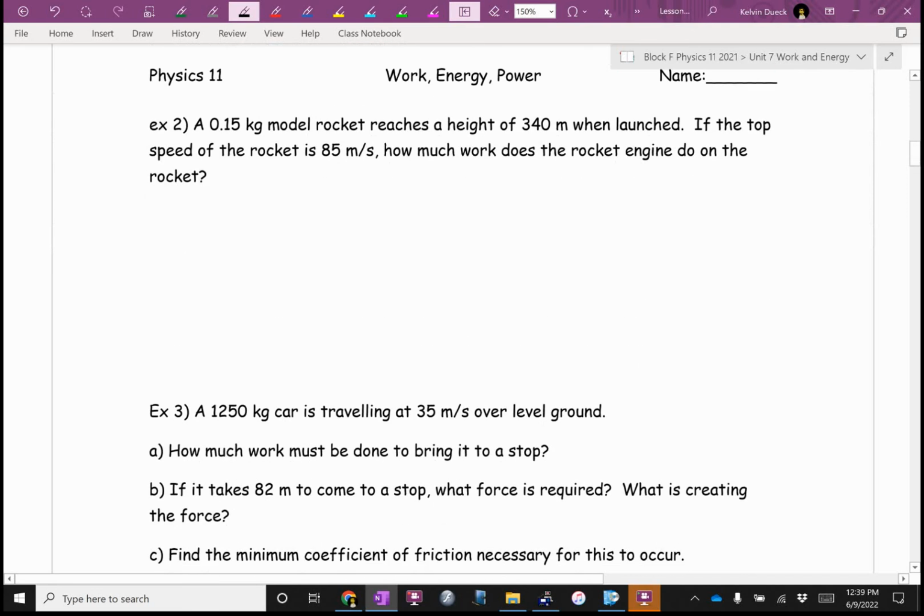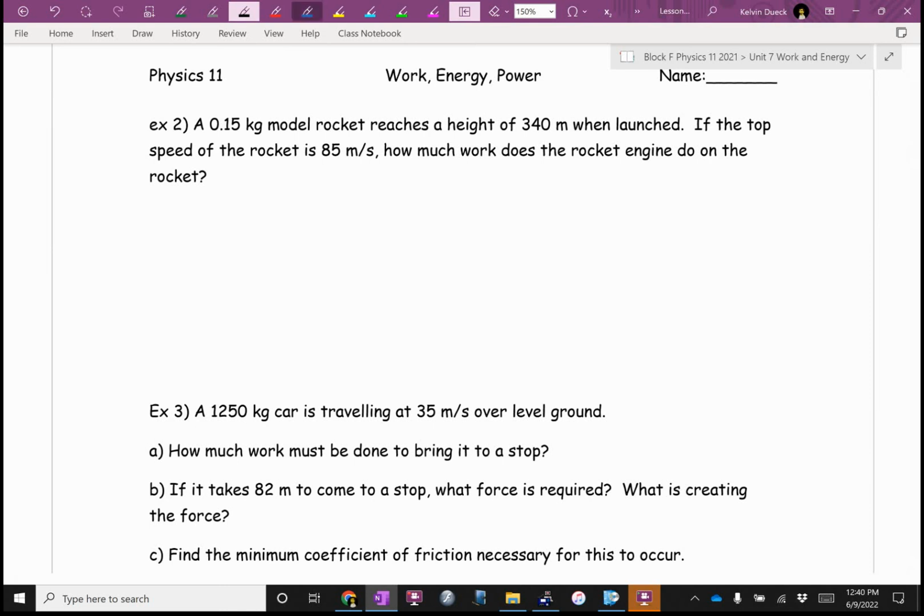You can use this for rocket science. Fahim, it says this: a model rocket reaches a height of 340 meters when launched, if the top speed of the rocket is 85 meters per second. Ooh. Fahim, what's this asking me to find? How much work the rocket engine did. In other words, how much energy did the rocket engine supply to this?